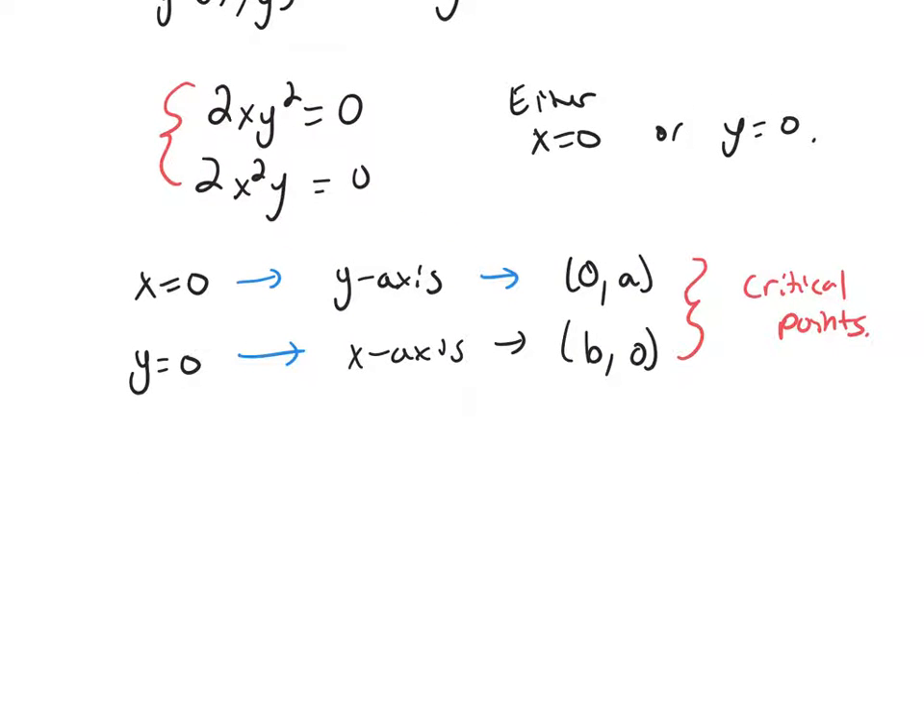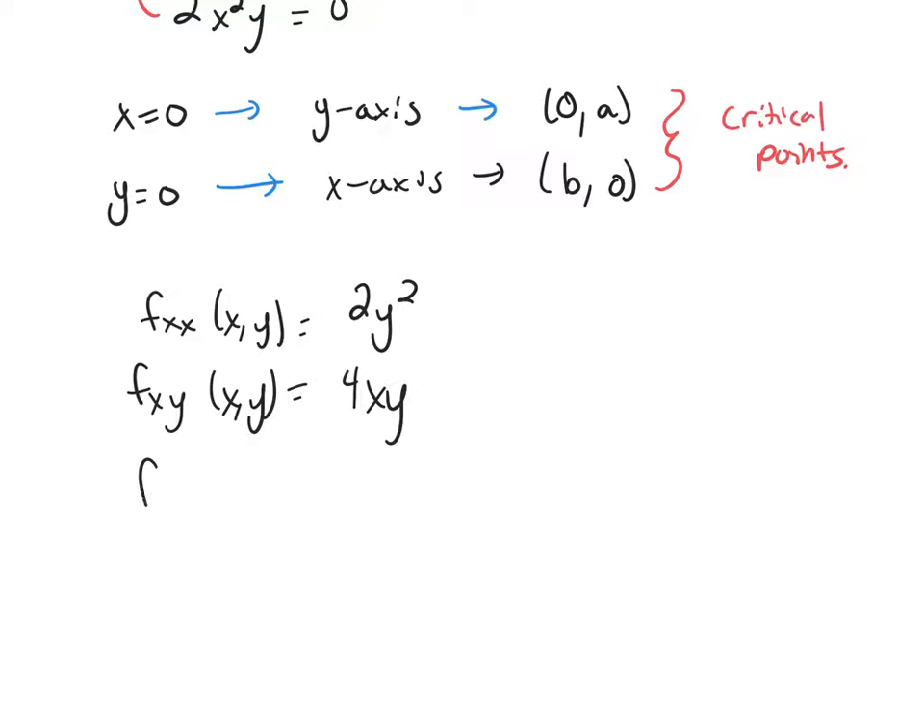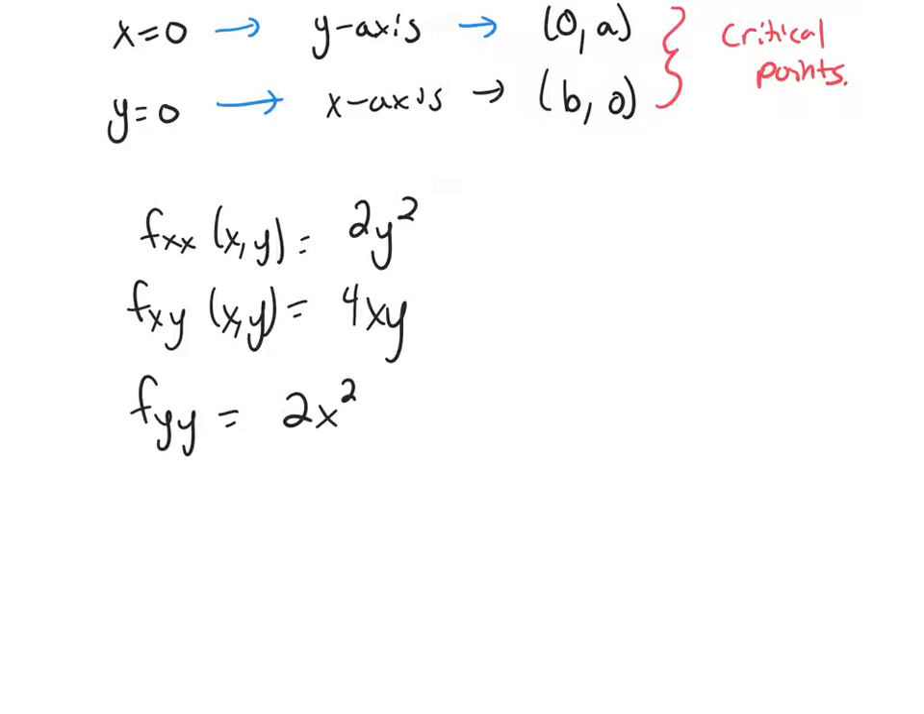Now let's look at our second partial derivatives. Take the derivative of fx with respect to x, you'll get fxx = 2y squared. Take fx and then take the derivative with respect to y, you'll get fxy = 4xy. And lastly, fyy will be 2x squared. Now we want to use the second partials test here, so I need to look at the value D.